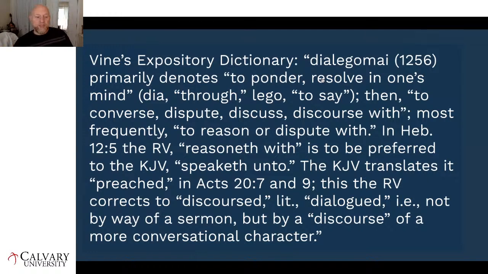The KJV translates it preached in Acts 20:7 and 9. This, the RV corrects to discoursed, literally dialogued, i.e. not by way of a sermon, but by a discourse of a more conversational character. So Vine's Expository Dictionary, for what it's worth, totally agrees with me that the more natural way to translate Acts 20:7 and 9 is dialogued, not preached to.